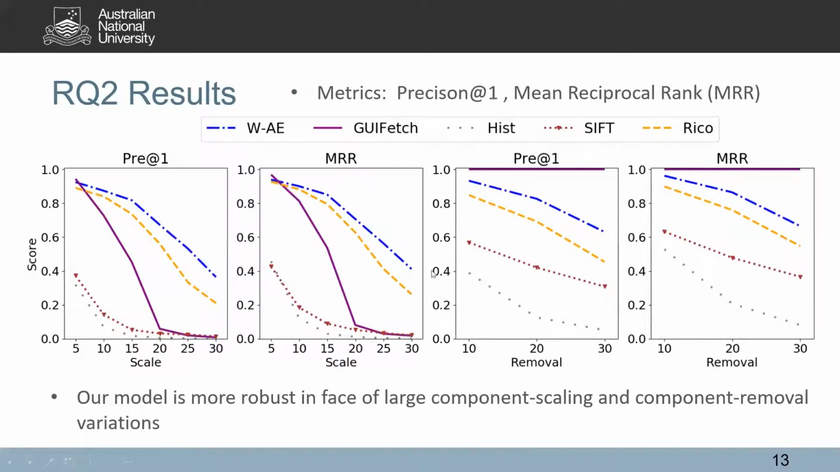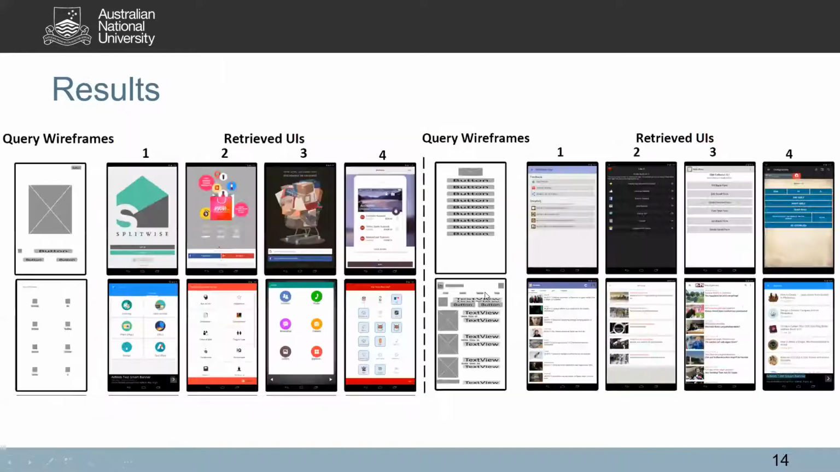So here are the results of our models and other baselines. As we can see from this result, our model performs the best among all treatments, and our model is more robust in the face of large component scaling and component removal variations.